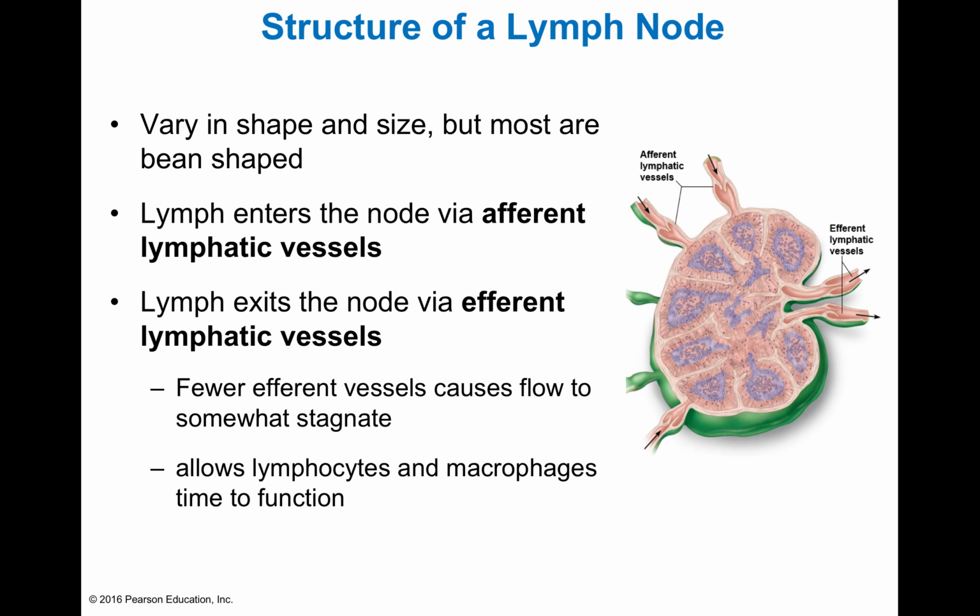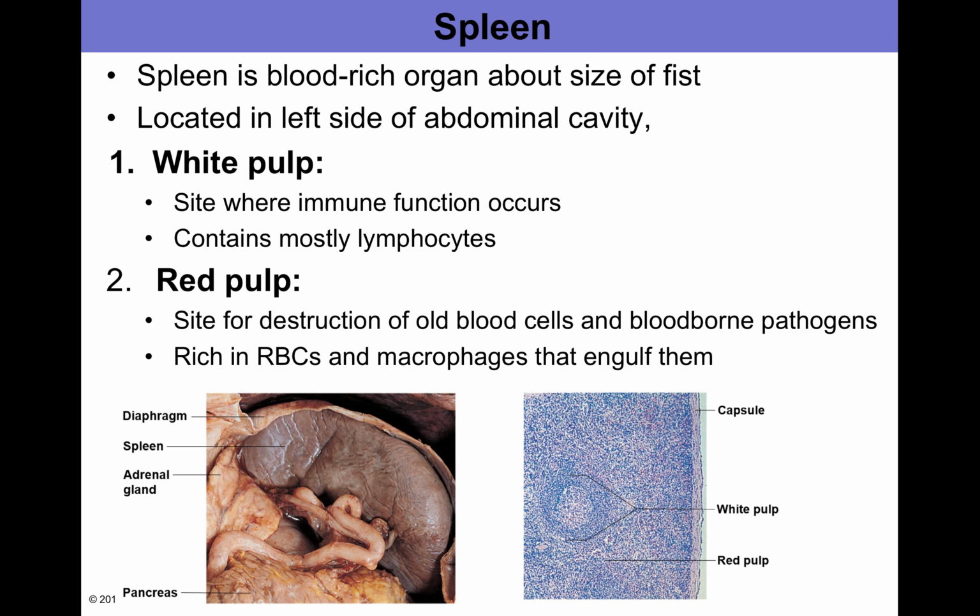So let us continue with the organs associated with the lymphatic system. The first one we're going to look at today is the spleen. If you take a look at the spleen as far as the location of the organ, it would be located on the left side of the abdominal cavity, right by the side of the stomach.